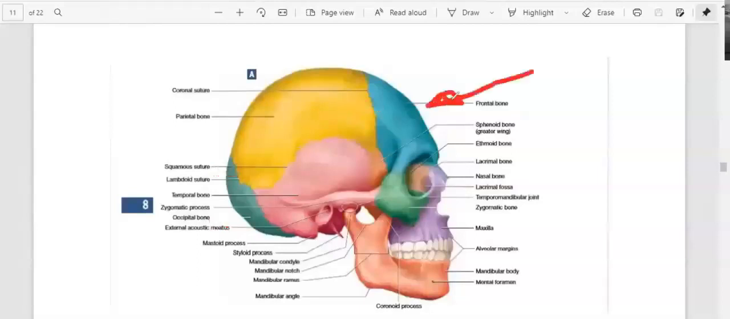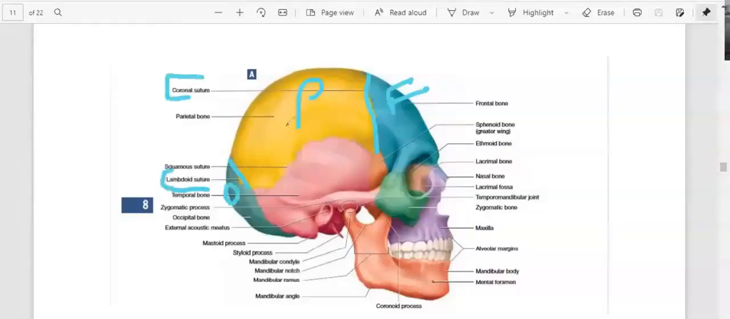So we have frontal bone on top, parietal bone right here, temporal bone, occipital bone, lambdoid suture. That's this one right there, between the occipital and parietal. Between the frontal and the parietal, coronal suture right there. Then you have another suture right here in between the parietal bone and the temporal bone. This is going to be the squamous suture.